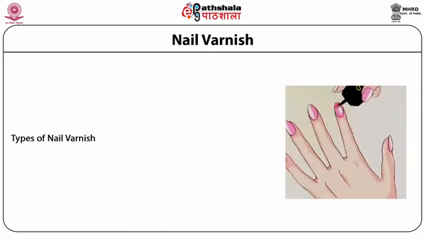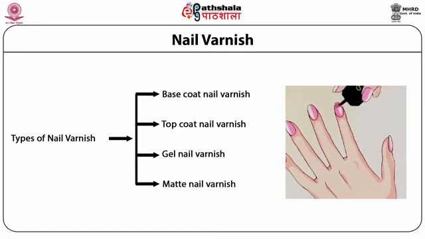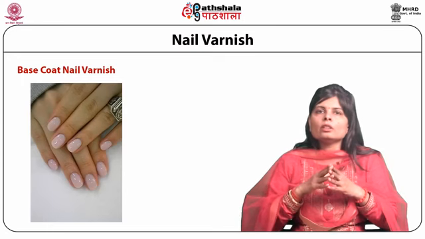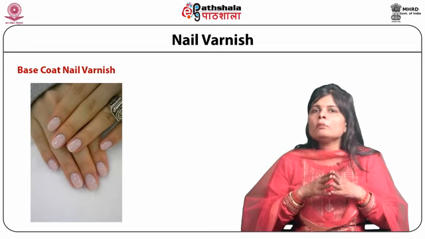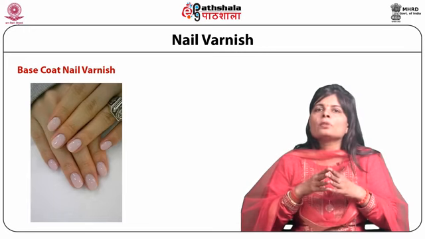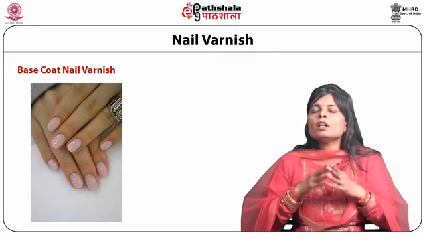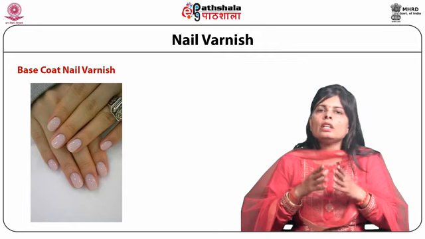The various types of nail varnishes are base coat nail varnish, top coat nail varnish, gel nail varnish and matte nail varnish. Now let us study the base coat nail varnish. It is generally applied on the nail surface before the nail polish in order to minimize the appearance of ridges, which are commonly observed on unbuffed nails. The coating provides strength to the nails and helps in firm adherence to the nail. It is also helpful in restoring moisture in the nails.